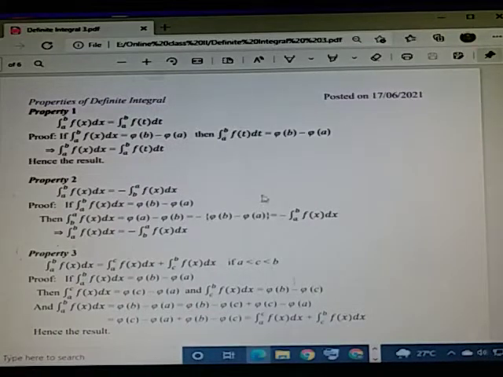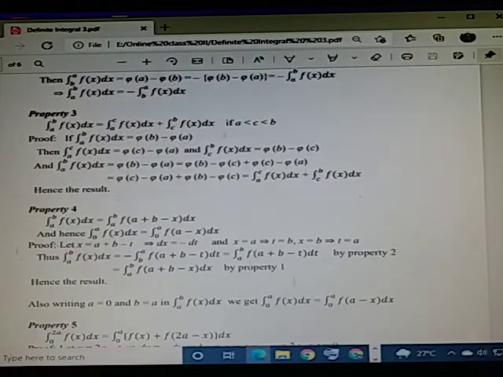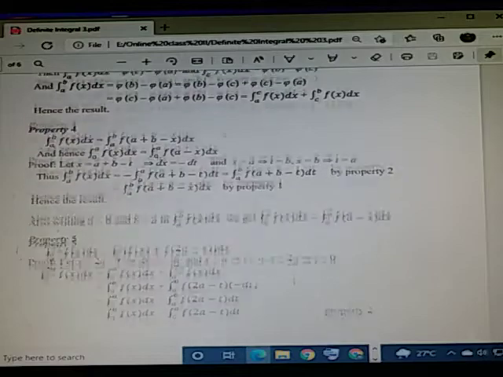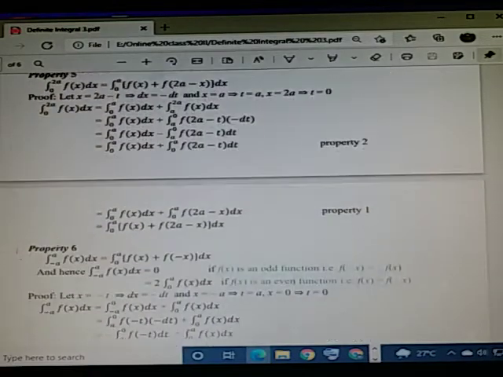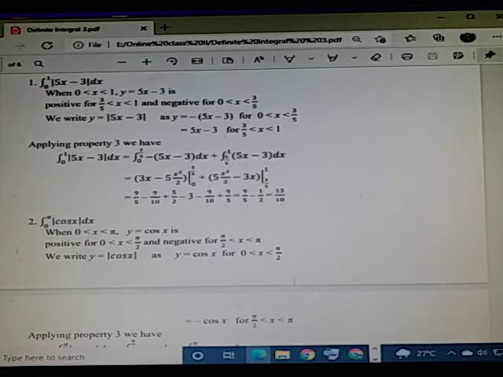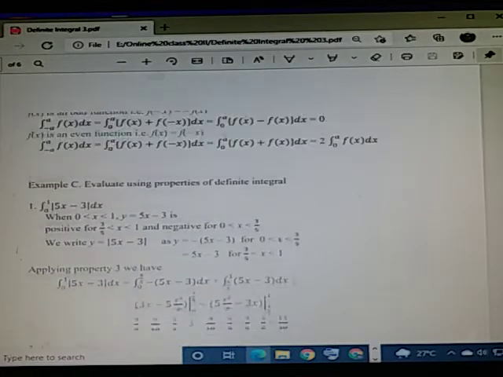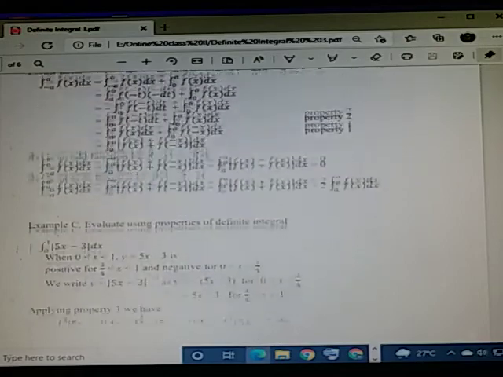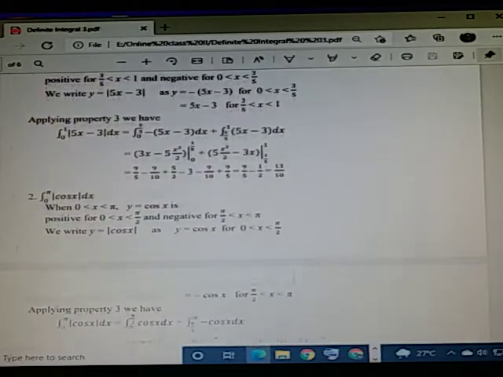Students, we are discussing properties of definite integral. So far, this is part 3 of the properties of definite integral. In the first lecture we discussed these 6 properties. Then we are explaining the worked out examples.